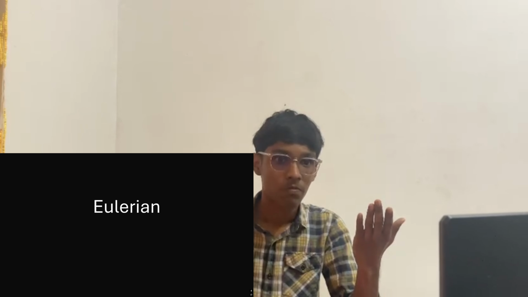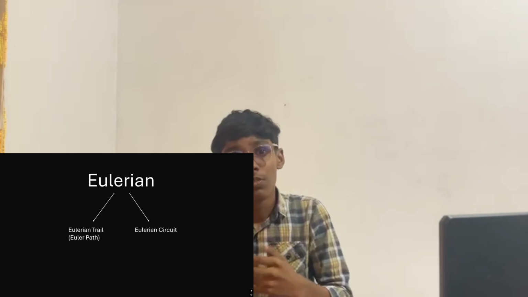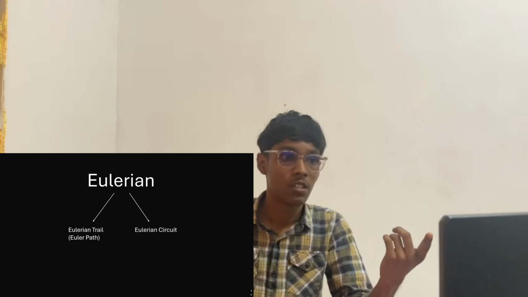Now, the graph theory foundation. Before the Chinese postman algorithm, we must understand Euler. Euler was the mathematician who studied graph traversal. From his work, we get the Euler path, circuit, and graph. First, the Euler path or trail: an Euler path visits every edge exactly once. It doesn't need to return to the start point.